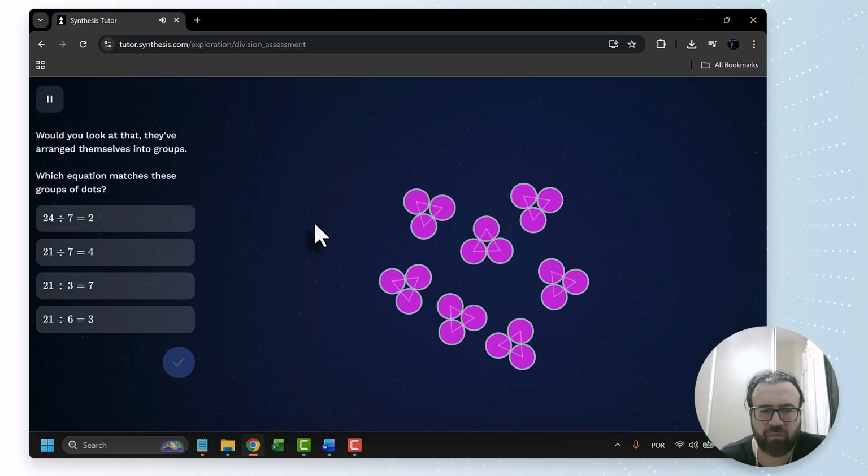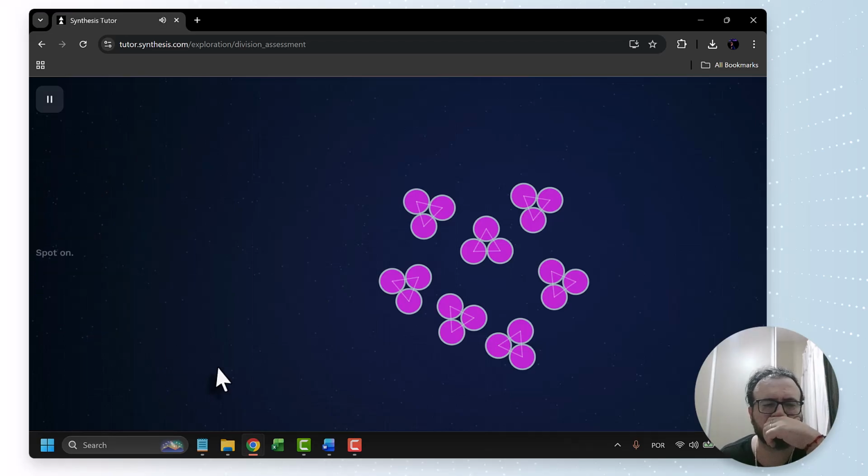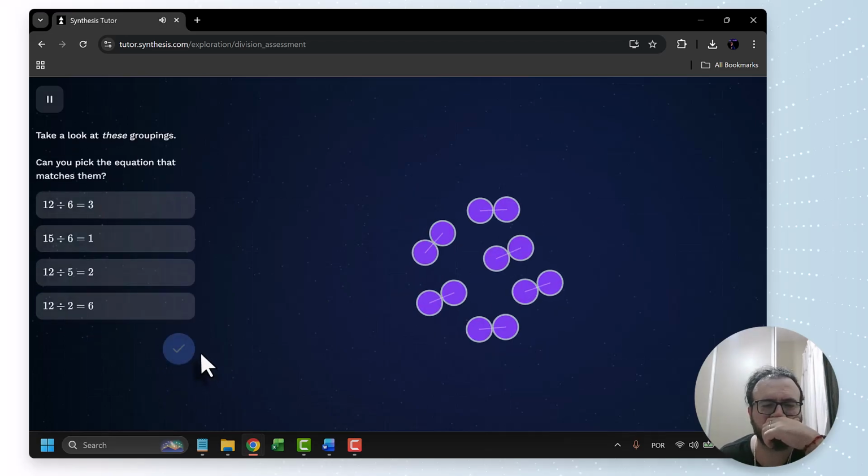Would you look at that? They've arranged themselves into groups. Which equation matches these groups of dots? Spot on. Take a look at these groupings. Can you pick the equation that matches them?